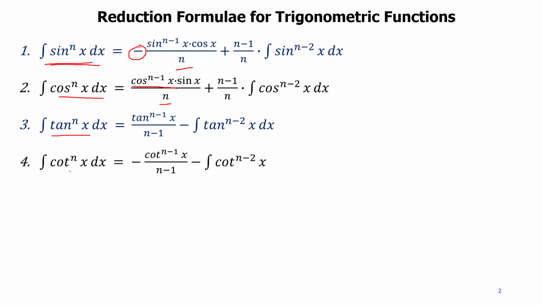Fourth is cot to the power n x dx. The integration of cot to the power n x dx is equal to minus cot to the power n minus 1 x divided by n minus 1 minus the integration of cot to the power n minus 2 x dx. Again, these two formulas are very similar, only the sign is changed.